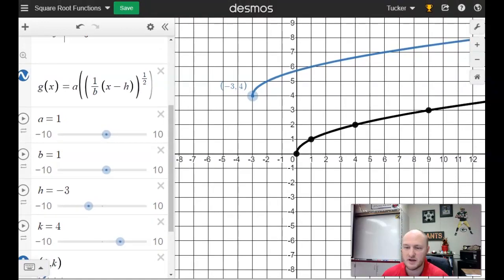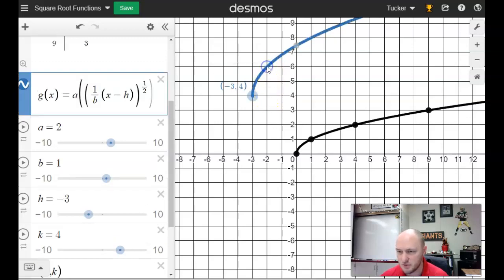Well, first I'm going to show you the effect of a 2. If I have a value that's 2, that's going to cause stretch. So we're going to have stretch on our graph. And notice, instead of going right 1, only up 1, my vertical value of 1 got multiplied by 2. So 1 times 2 is 2. So here I have this value. So I went right 1, up 2.